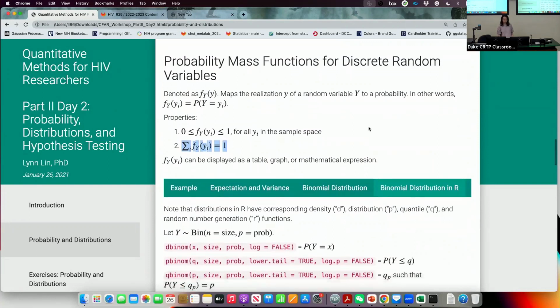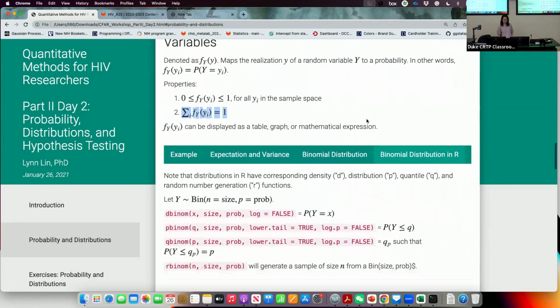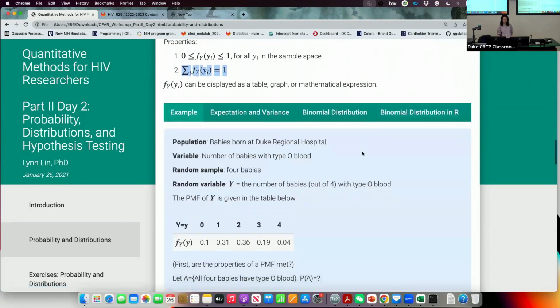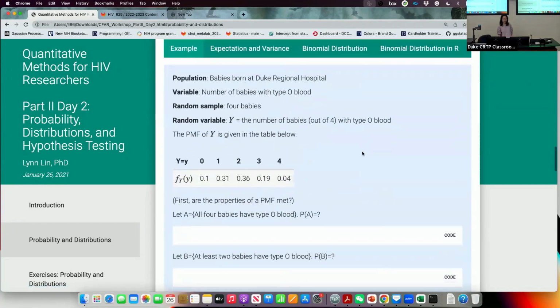Okay, so the discrete random variable is sometimes easier to understand. So here is the example. Here is our population: it's all the babies born at Duke Regional Hospital. And what's the variable I'm interested in? It's the number of babies with blood type O. And then what's the random sample? I'm going to randomly sample four babies out of my entire population.